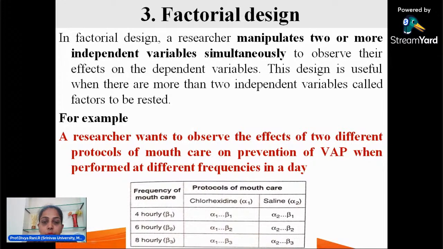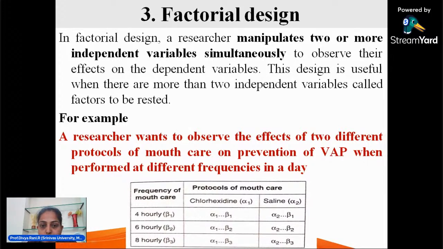Then we use the factorial design. So you can see here, for example, you want to observe the effect of two different protocols of mouth care on prevention of ventilator associated pneumonia when performed at different frequencies in a day.